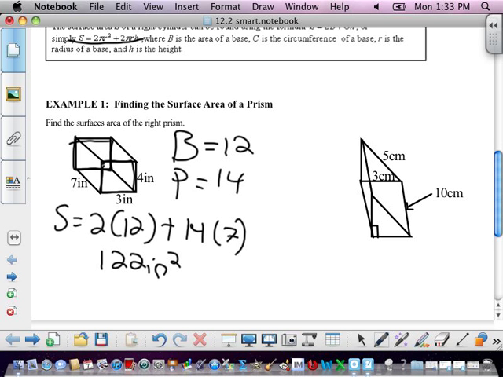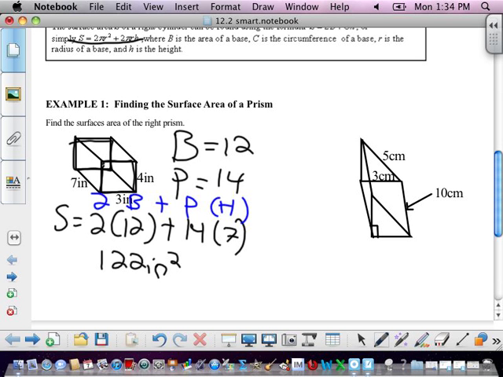There's no 2 up there. So it says S equals 2 times 12. That's the formula. 14 is the perimeter: 3 plus 4 plus 3 plus 4. 7 is the height. The formula is 2 times the base plus the perimeter times the height.